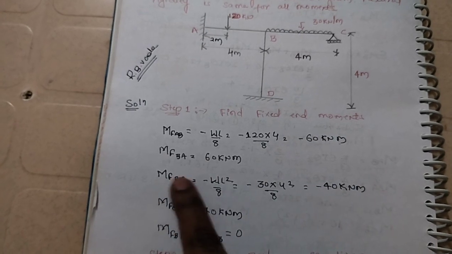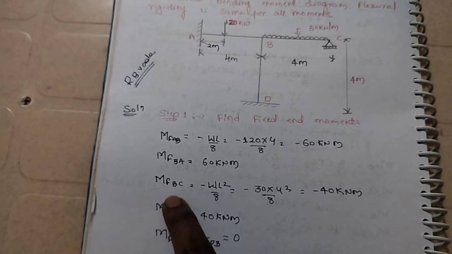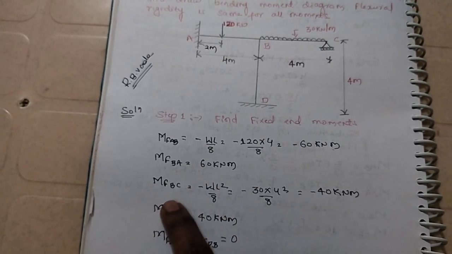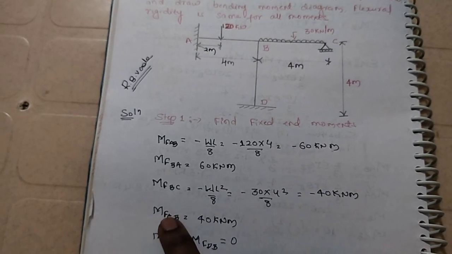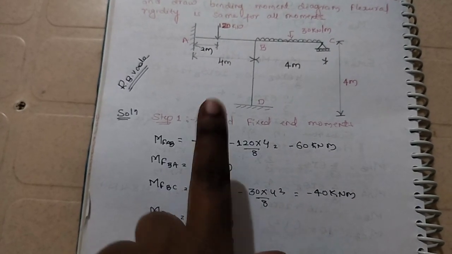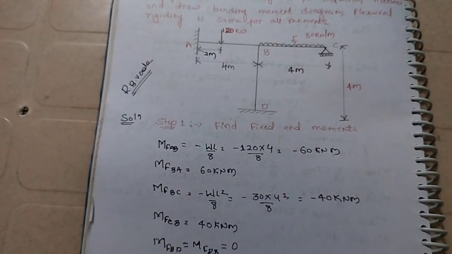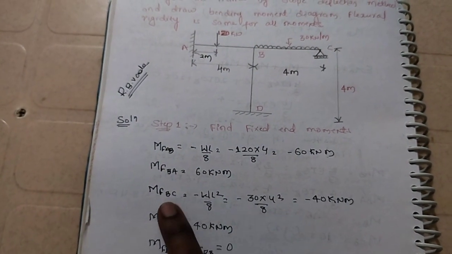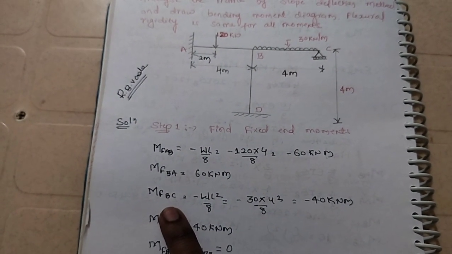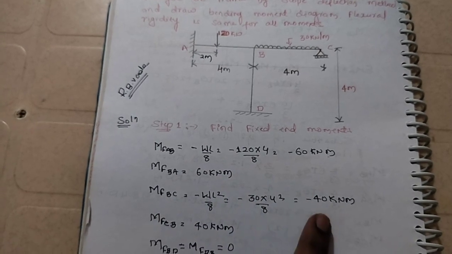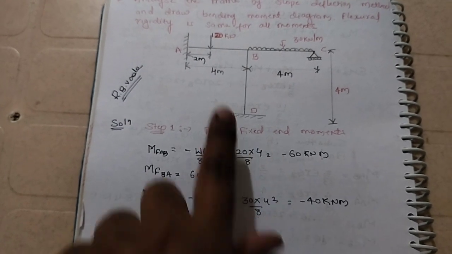So MBC is minus WL square by 8, and MCB will be plus WL square by 8. This is minus 40, so MCB will be 40 kilonewton meter. Next, I will go for MBD.